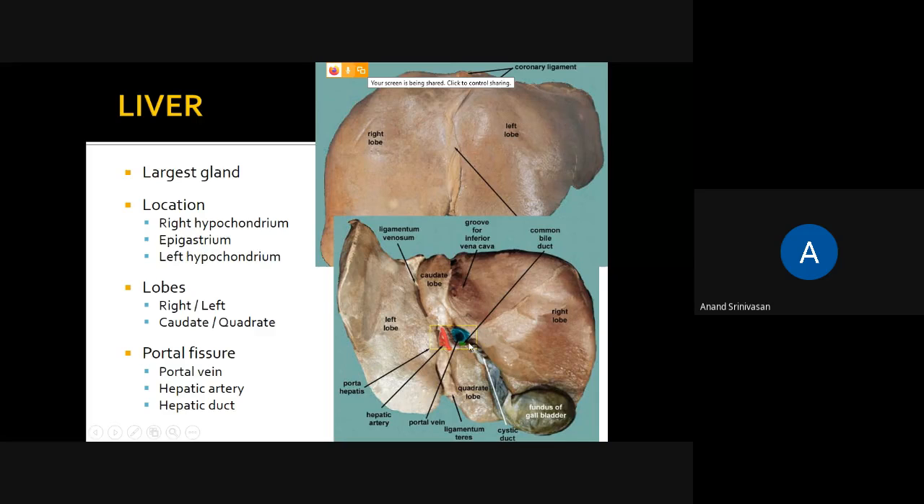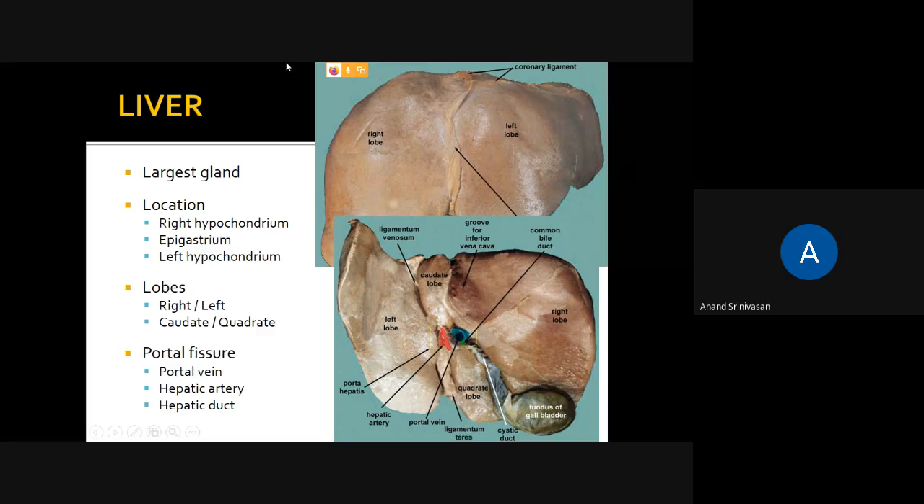It's also called the portal fissure. Here enter the portal vein, hepatic artery, and hepatic duct. You can see a small greenish structure, which is the common bile duct, or the hepatic duct, which further divides. I will tell you about the hepatic duct in the next slide.